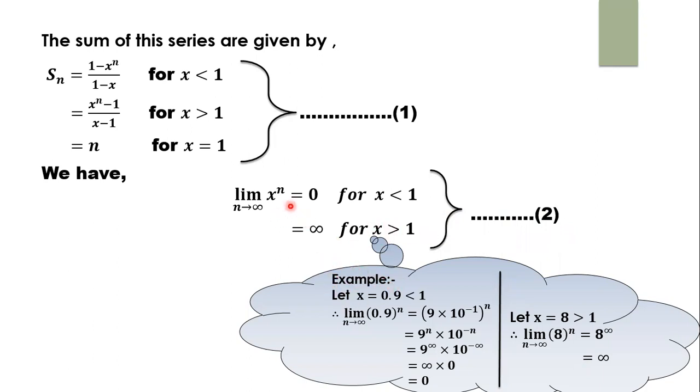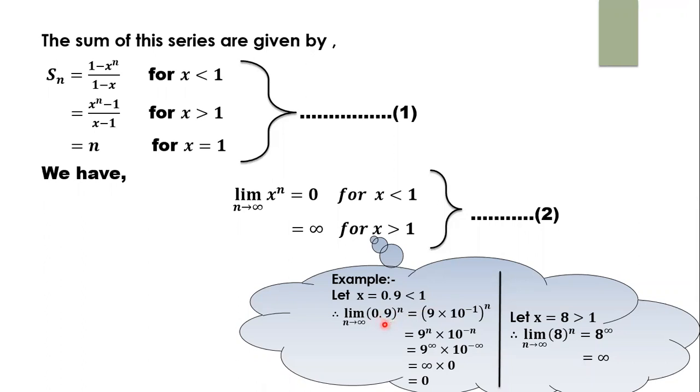See, for x raised to n, if x is less than 1, for example, we can take the value of x as 0.9. So here we know that 0.9 is less than 1. Now for the limit of x raised to n, here x is 0.9, so 0.9 to the power n.